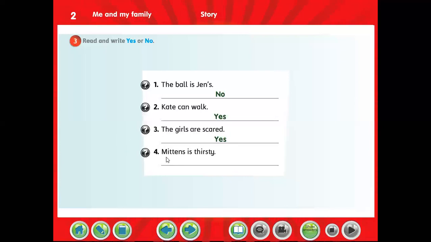Ricardo Cárdenas, can you read the number four, please? Yes. No? Oh, it is stealing, okay? Let's see. Okay, Chiara, please. Chiara, number four. Mittens is thirsty? No. No, very good. Mittens is hungry, no? Good.